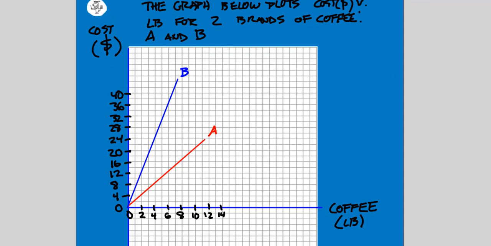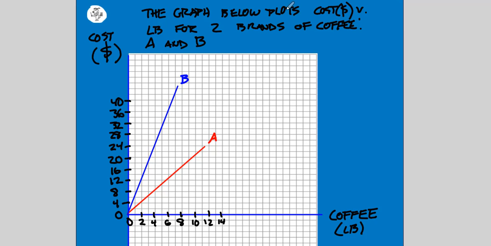So starting out, the graph below plots cost in dollars versus pounds for two brands of coffee, A and B. Notice I have labeled the horizontal axis as coffee. The units here are pounds. The vertical axis is in dollars. So 2 pounds, 4 pounds, 6 pounds, 8 pounds, 0 pounds, $4, $8, $12, $16, $20, etc. So we have two brands of coffee, A and B, and this is showing at different amounts, the price, the cost.